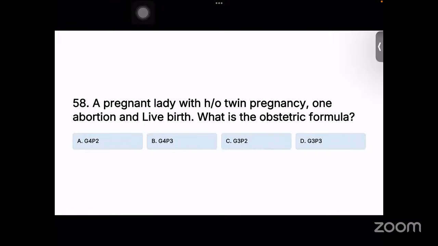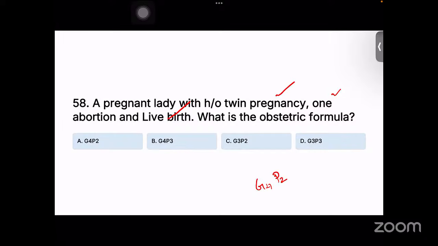So the patient has had 1 twin pregnancy, 1 abortion, and 1 live birth, and now she is currently pregnant. So the gravida is G4. Now going for the P: it is the number of deliveries after 20 weeks, not the number of babies. So here we have 1 twin delivery and 1 live birth. So I go for G4P2.